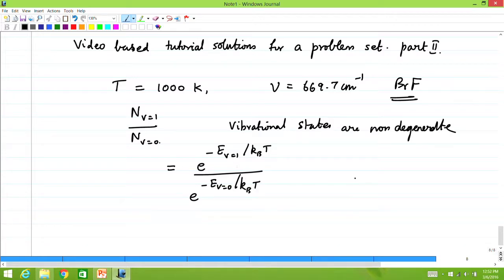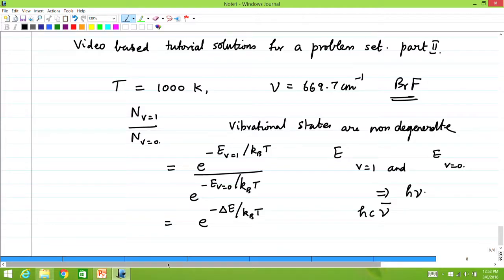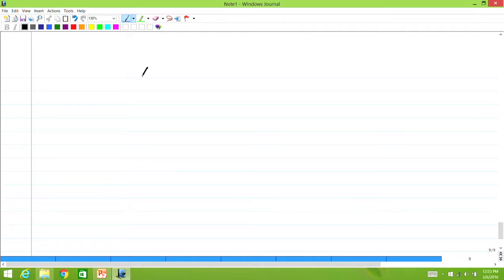And you know the difference between V is equal to 1 and V is equal to 0, the energy, the answer is h nu, and nu is given as 669, therefore it is h c nu bar. Therefore, the e to the minus delta E by kBT for this ratio n at V is equal to 1 to n at V is equal to 0, this delta E is given by h c nu bar, and the nu bar is given as 669.7 centimeter inverse.